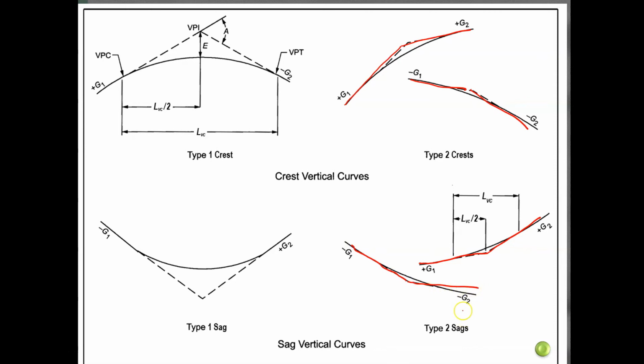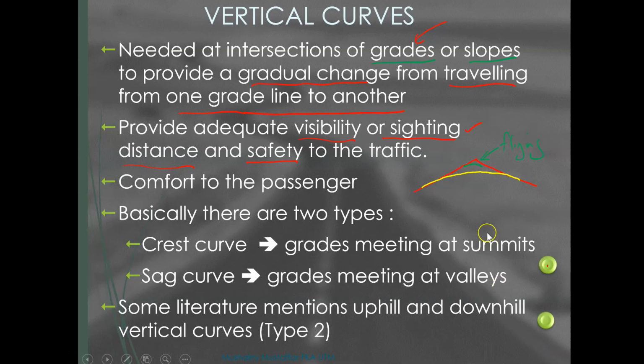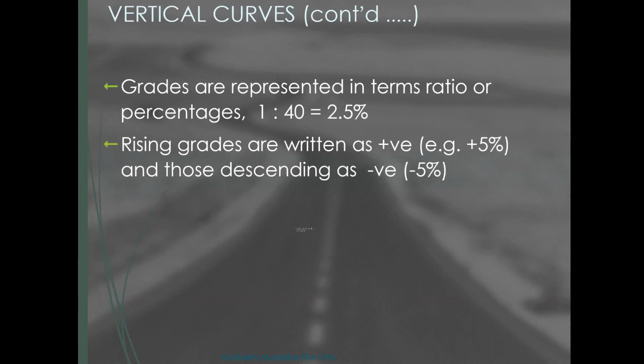So this is what they call type 2. It's still a crest curve, but they call it type 2, and that one type 2 sag. This one they call type 1, the one we just discussed. So it depends. You can look at it this way, type 1, type 2, or you could generalize them and say we only have two types, crests and sags, which is either way works just fine. That's a bit on the type.